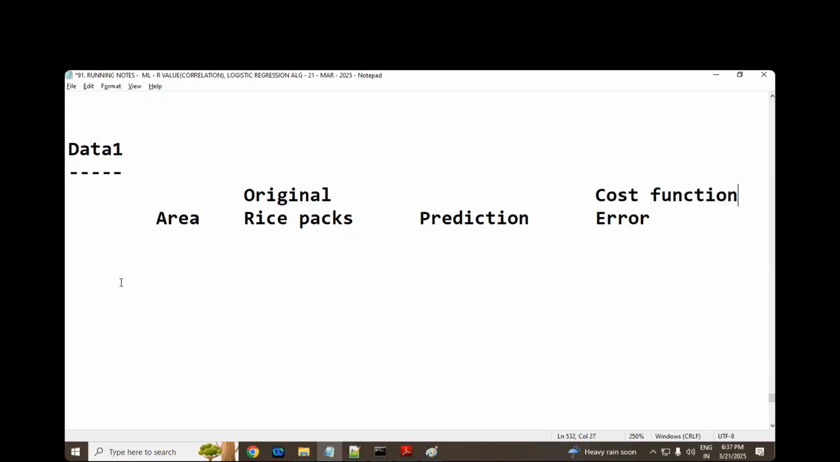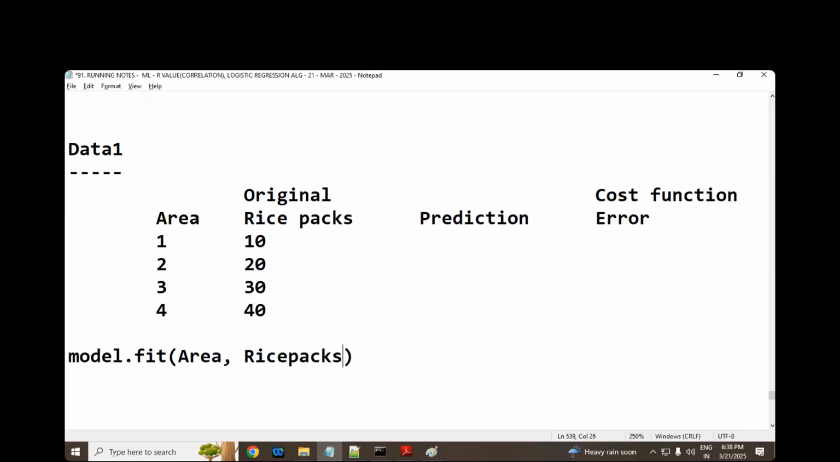Now here is the story. First one, 1 and 10. The next one, 2 and 20. 3 and 30. 4 and 40. Model dot fit method, you are providing area and rice packs. The moment you call the fit method, what exactly will the machine learning algorithm do? First of all, it will come to the first row.